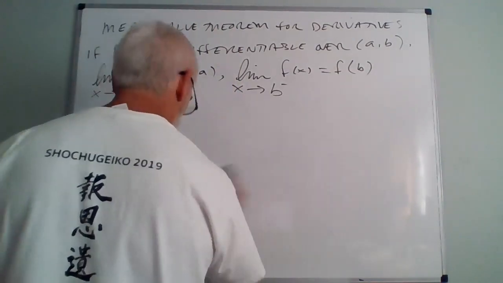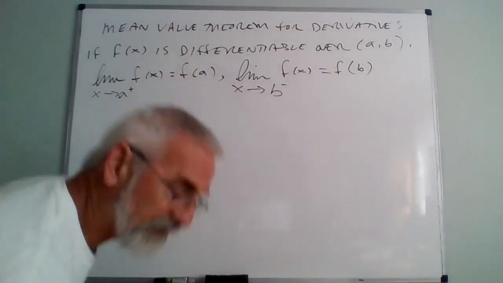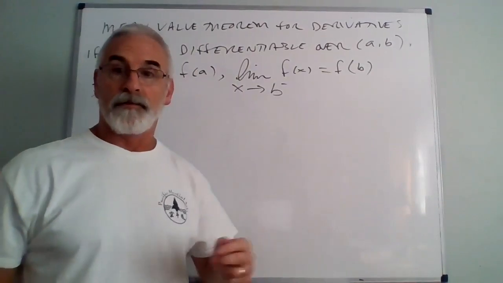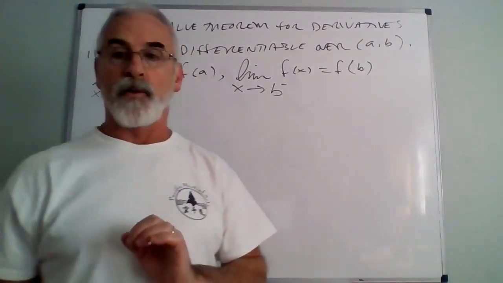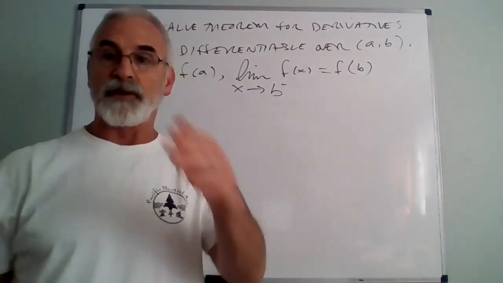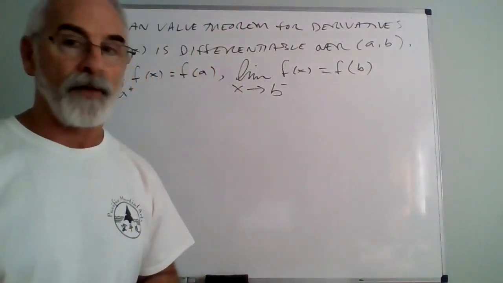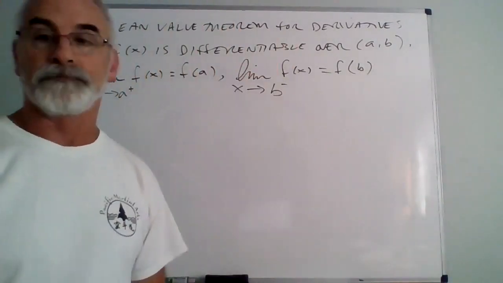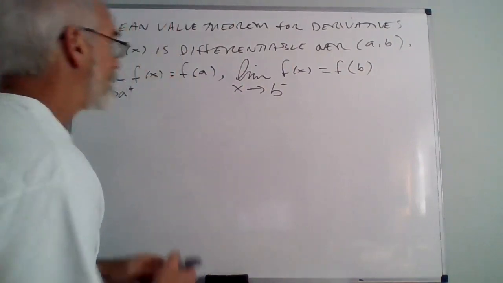That's a simple criteria, by the way. This is called the hypothesis. Now I'm going to state the conclusion. Remember how it works. If a hypothesis is met, then the conclusion is guaranteed. If the hypothesis isn't met, there's no guarantee of anything, okay?